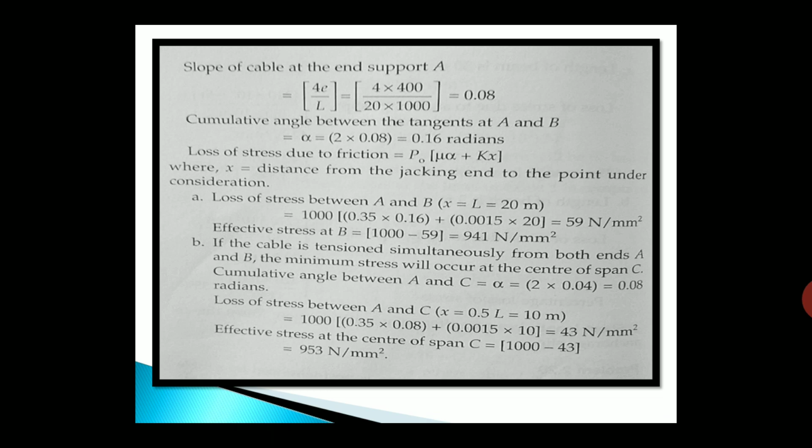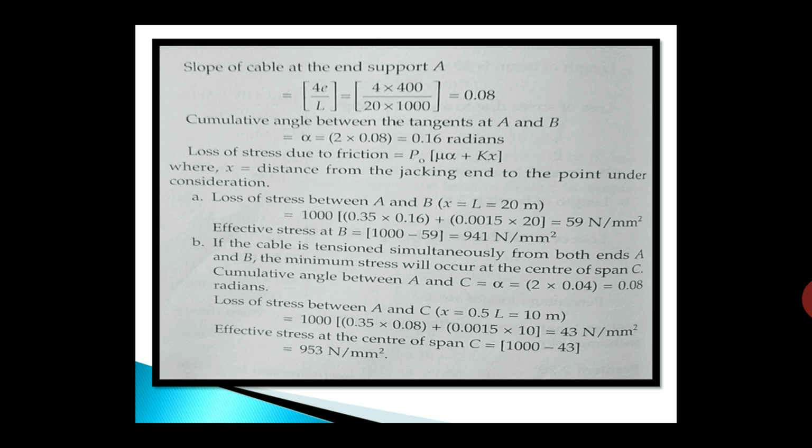Therefore when it is a single jacking system at point A, we find that the stress which is lost is 59 Newton per mm square. Therefore effective stress at B will be applied stress 1000 minus 59, which is the loss, which is equal to 941 Newton per mm square. That means as we reach the end B, the loss happening is 59, and hence the stress at point B is 941 Newton per mm square. Then we'll come to case 2.